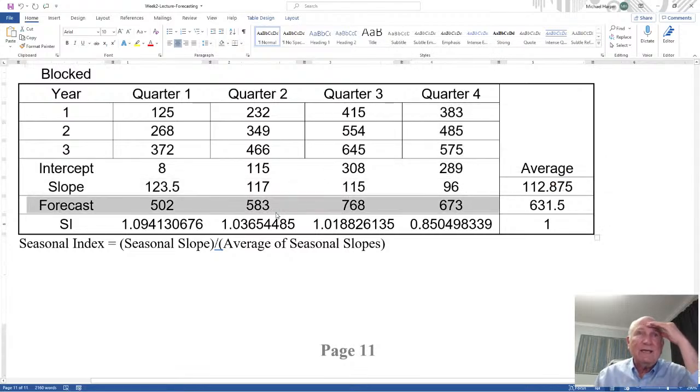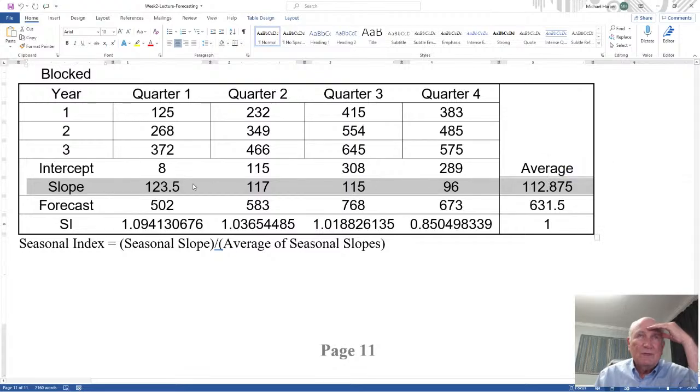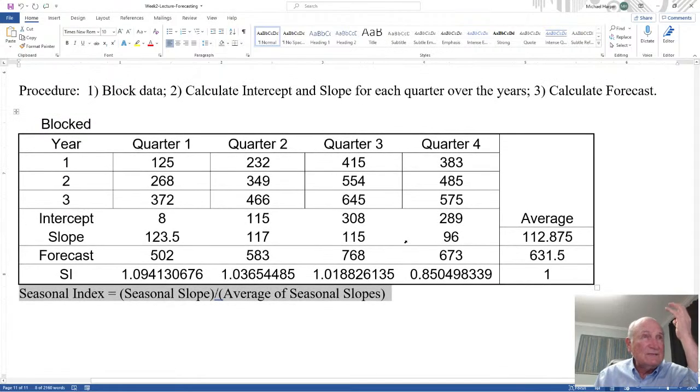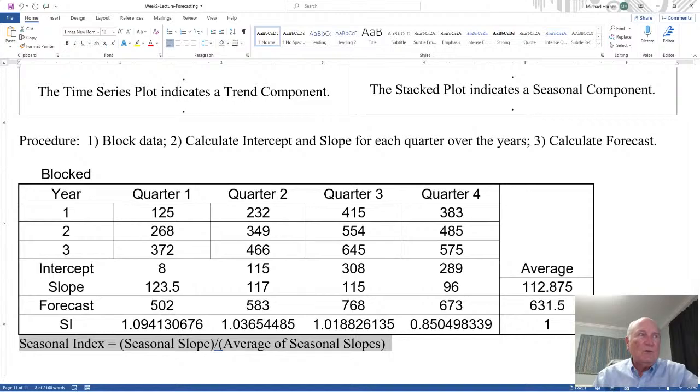Now if I want my seasonal indexes, I can still calculate them, but you don't do it from the forecast. You calculate them from the slope. So you take the average of the slope, which is a seasonally adjusted slope, you divide through to get your indexes, and I give the equation right there. So that's an explanation of what we're doing, but let me demonstrate this with Excel.